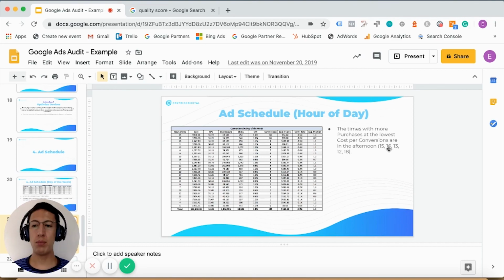And the main purpose of showing all these different variables that we analyze is to know exactly how we can play with all these different levers in order to optimize our campaigns and get the most out of our budget.